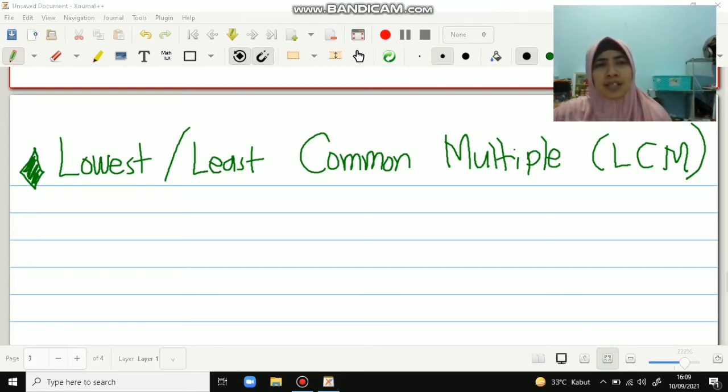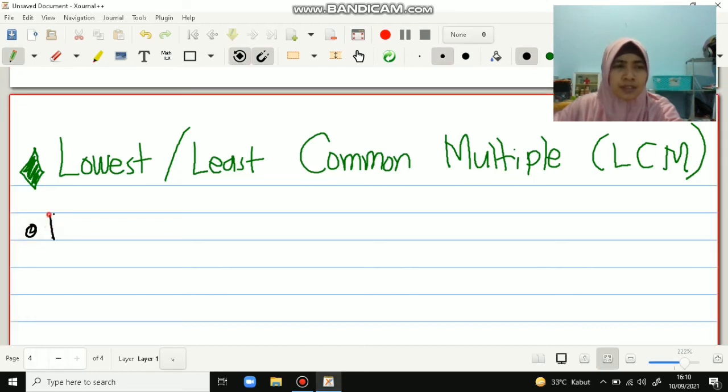Okay, the last, let's go to LCM, lowest or least common multiple. The first step to find LCM of some numbers, just the same as HCF, you have to do prime factorization, or you can find the multiples. Okay, the first step you can use prime factorization.